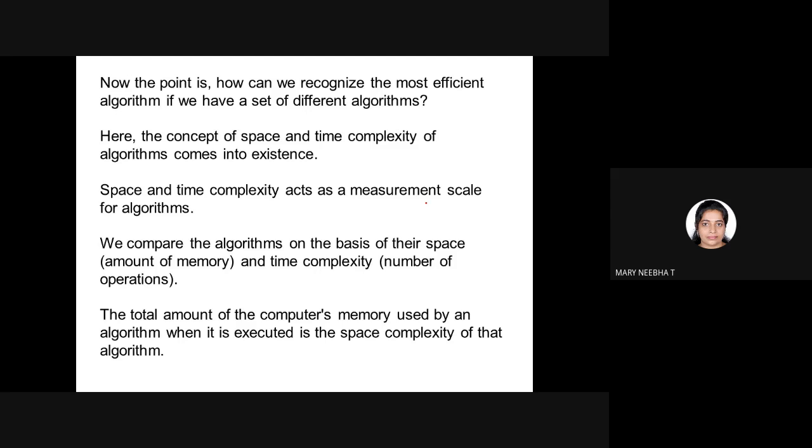So the point here is we have to recognize the most efficient algorithm. We may have different sets of algorithms, and our main point is to recognize the most efficient one. Efficiency can be analyzed in terms of space complexity as well as time complexity. In the example we have seen, we analyzed the time complexity. So we have seen the concept of time complexity. Now if we execute the same thing in a compiler using a C++ program, I'll show you.